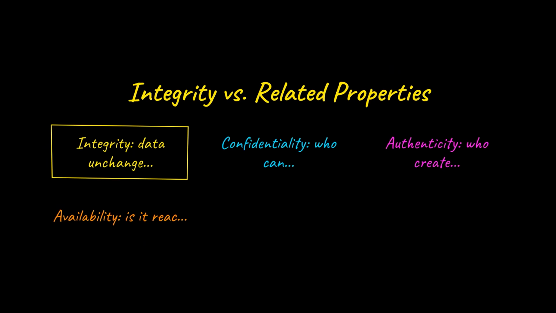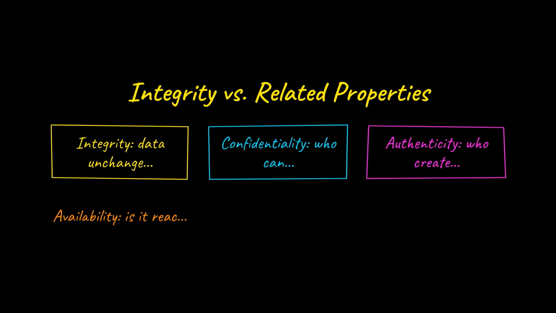Confidentiality controls who can see data. Authenticity, the extra guarantee a digital signature adds, asks who created it. Availability asks whether data is reachable at all. When a system halts because an integrity check fails, availability is sacrificed to defend integrity, and that trade-off is itself the exam clue.